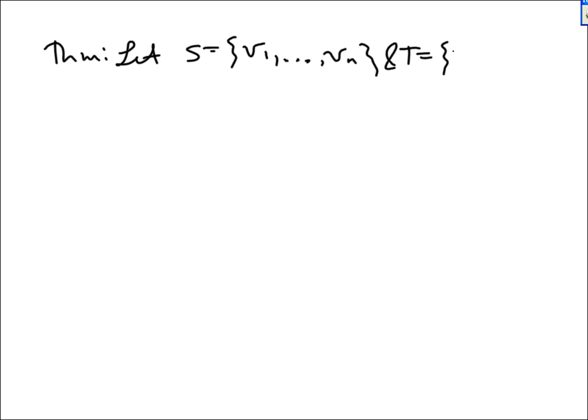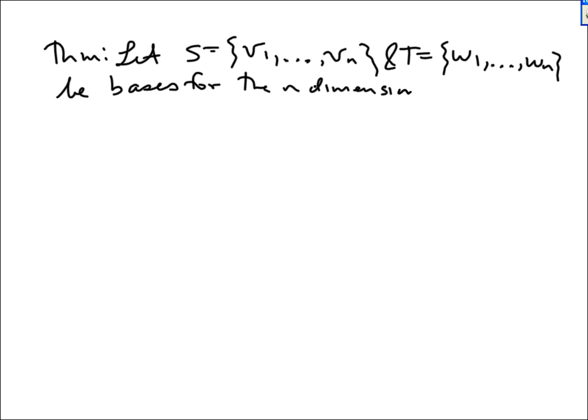Okay, let us look at the following theorem. Let S equal {v1 through vn} and T equal {w1 through wn} be bases for the n-dimensional vector space V.